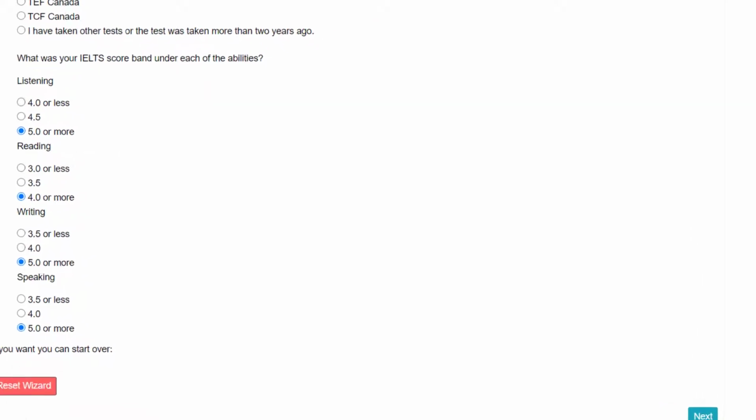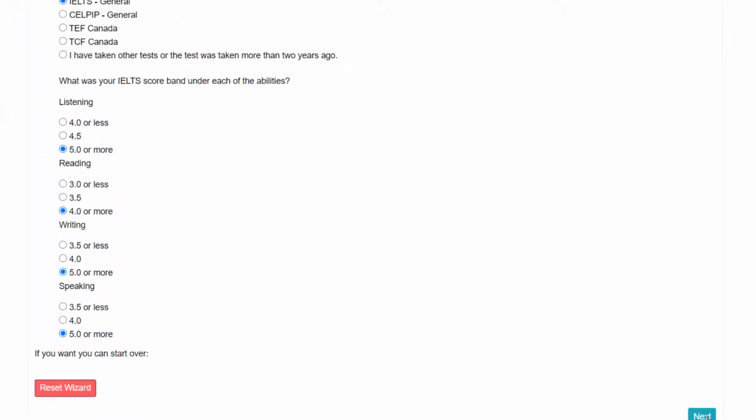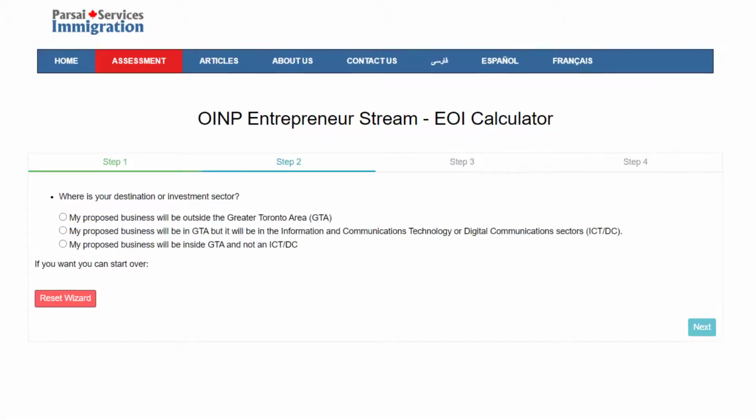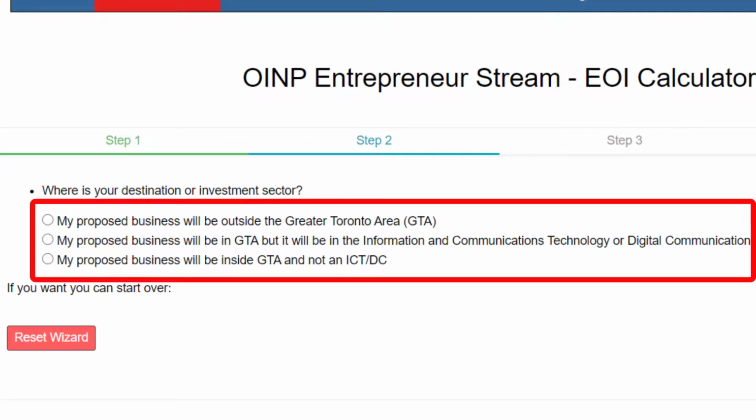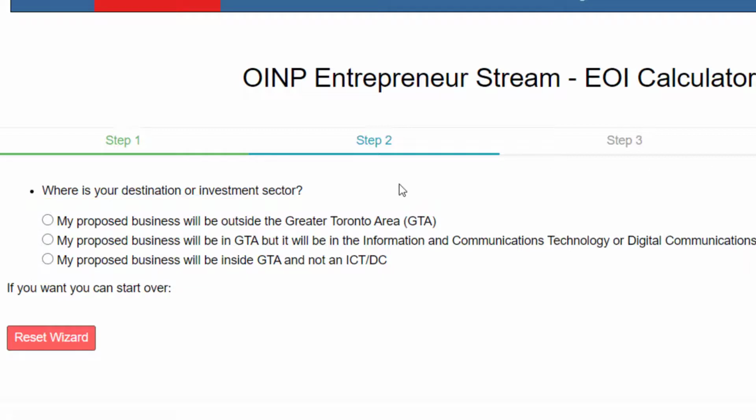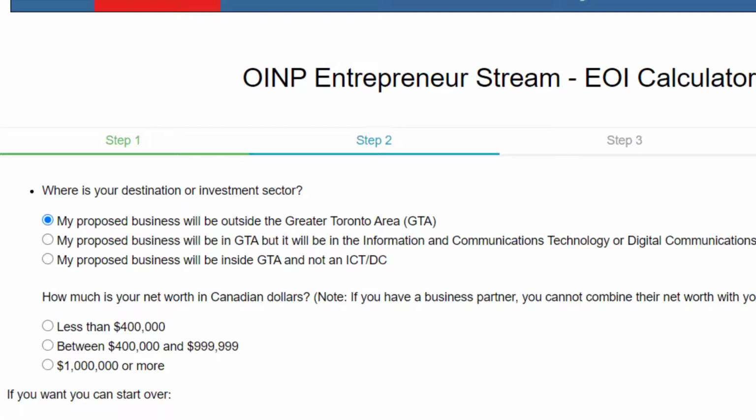Now we have reached the end of our step 1. That's when I need to click next on the lower right corner. And then we go to step 2. Here it asks me, where is your destination or investment sector? If you remember those options, GTA or outside GTA and so on. So let's say I intend to target outside GTA. The reason I pick this option is because there are more future questions that will be asked based on picking this option. Then it asks me how much net worth I have.